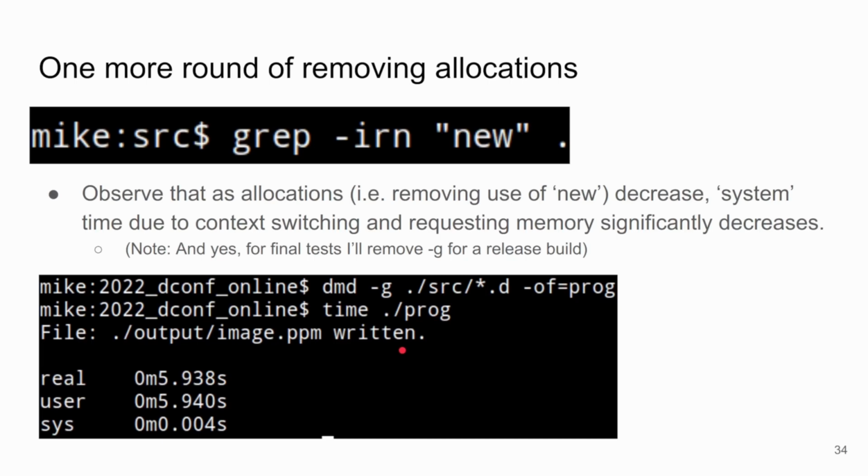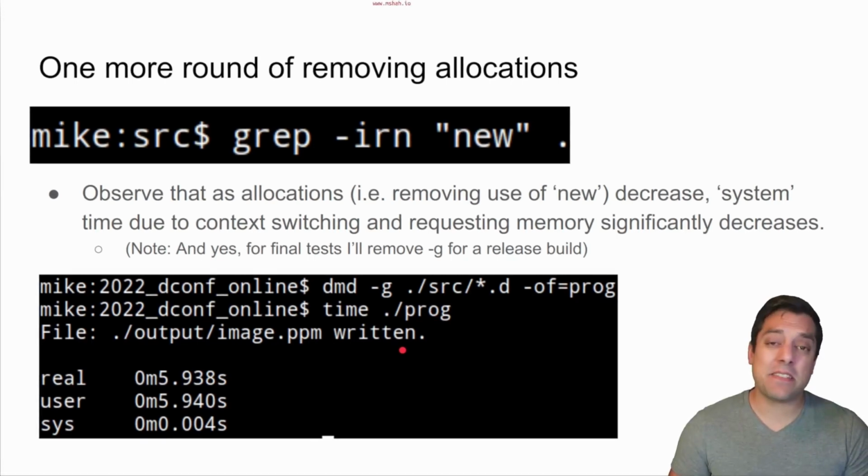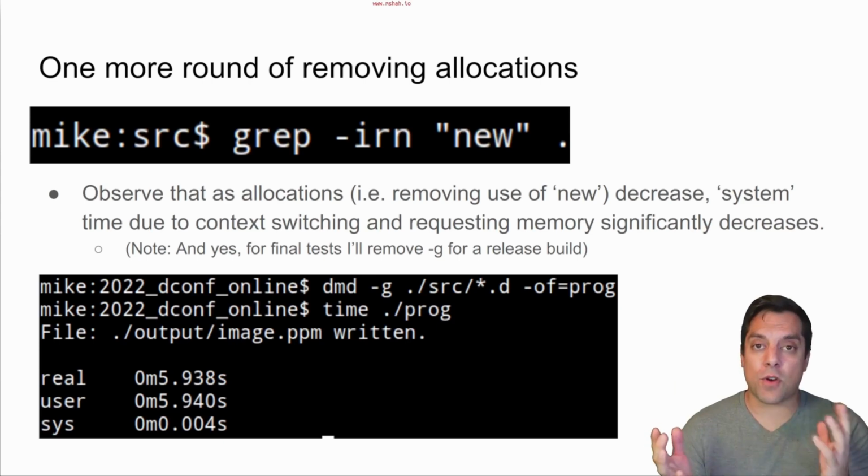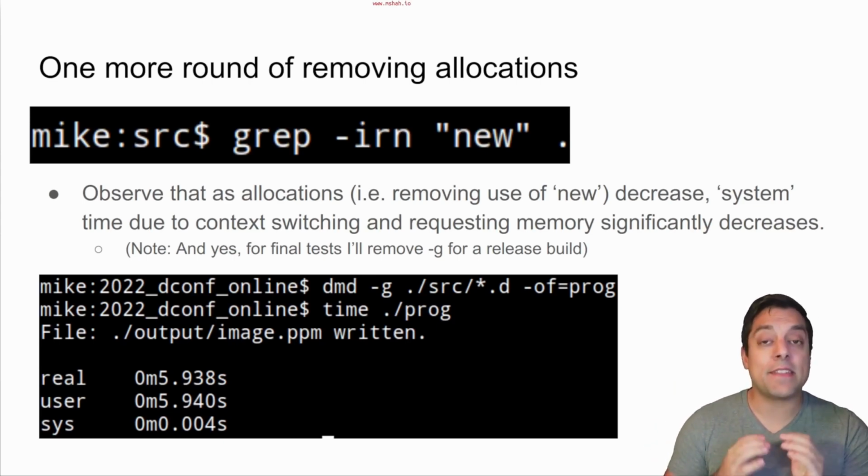All right, so one more round of removing some allocations because, admittedly, as this project grew larger, I had a few other things I didn't think about. So was it going to be a class or a struct? That's something we have to think about in the D programming language. And that's a good thing because we're thinking about our design.